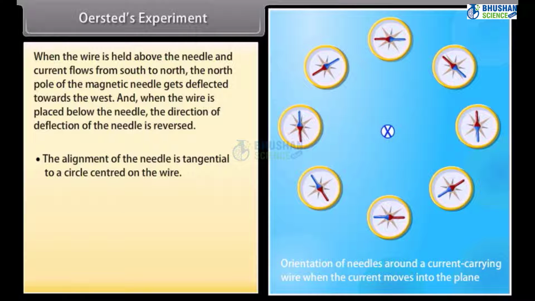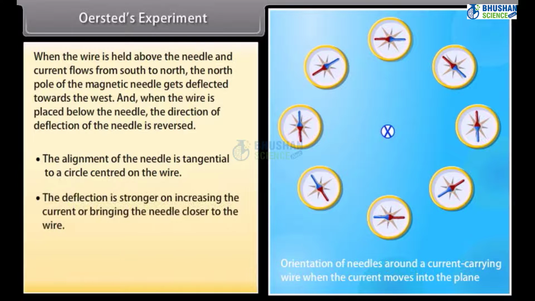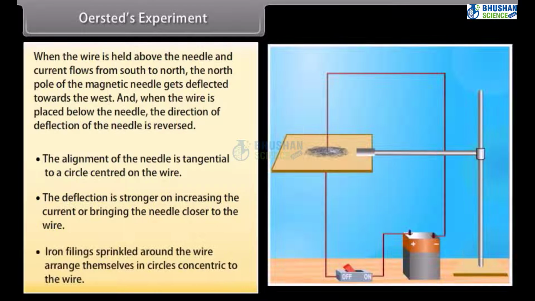The alignment of the needle is tangential to a circle centered on the wire. The deflection is stronger on increasing the current or bringing the needle closer to the wire. Iron filings sprinkled around the wire arrange themselves in circles concentric to the wire.